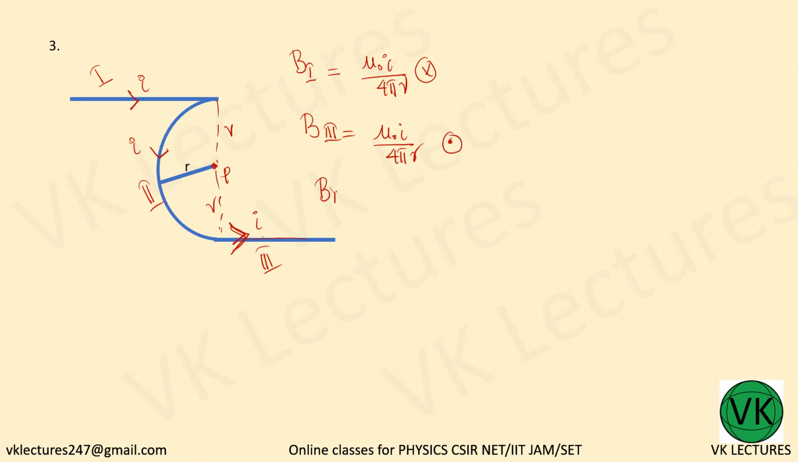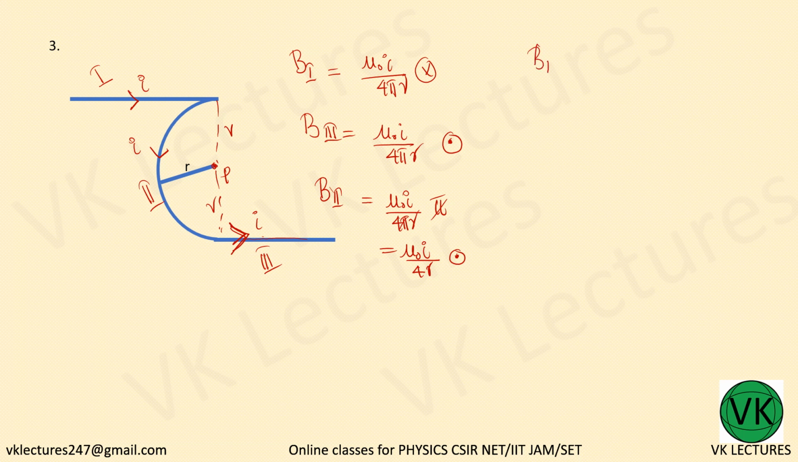Okay, then the second portion will be equal to mu 0 I by 4 pi r into that angle. The angle is pi, half circle, so pi only, which is equal to mu 0 I by 4r. This is in this direction, the anti-clockwise direction. So out of the plane.